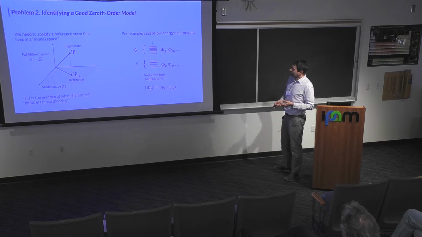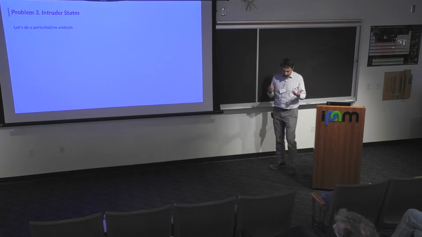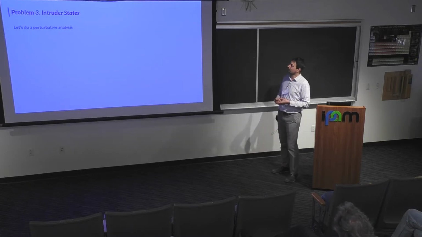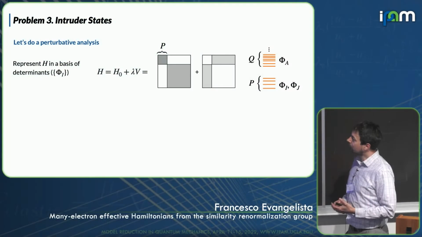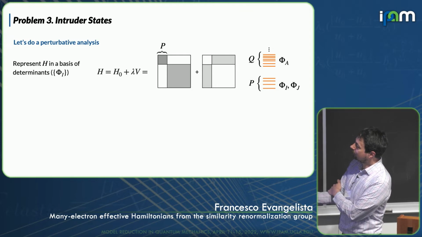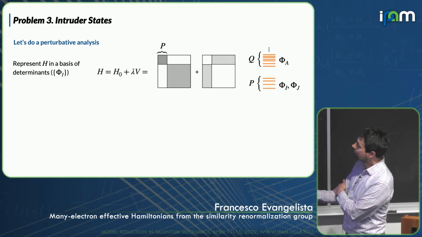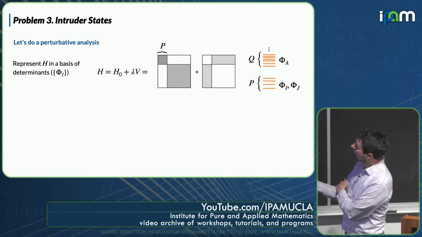Now, one of the issues that's going to play an important role in my talk is this one. So let's do a perturbative analysis, and let's look at this third problem that's called the intruder state problem. So now what I can do, I'm going to do the simplest thing I can do. I'm going to represent the Hamiltonian in a basis of determinants. I'm going to consider these blocks, or maybe even the diagonal part of this block, at zeroth order, and I have this part and the coupling V.